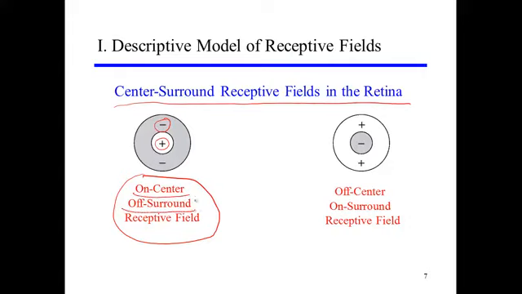Now, the counterpart to this type of receptive field is the off-center, on-surround type receptive field. And so as you might expect, in this case, the cell likes it when you turn off a spot of light in the center region, and also it'll respond with increased activity when you turn on a spot of light in the surrounding region. So the plus indicates on and the minus indicates off.